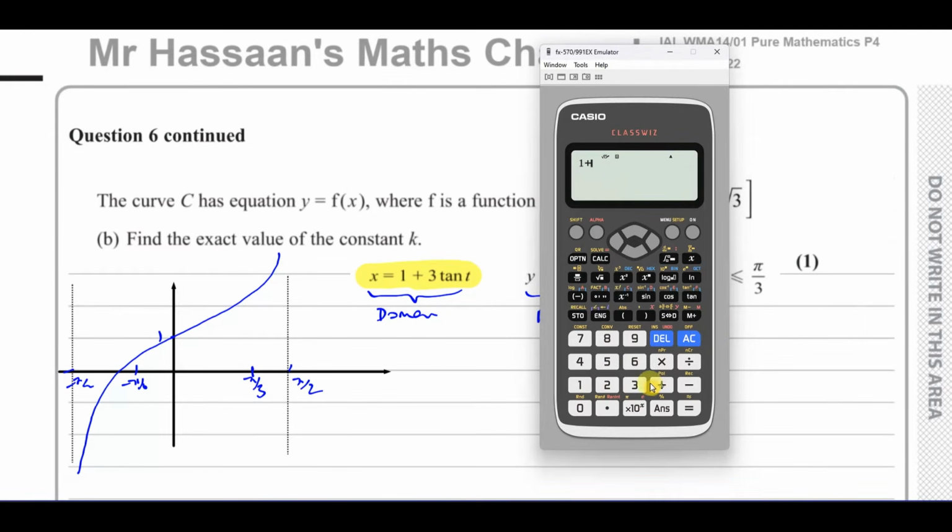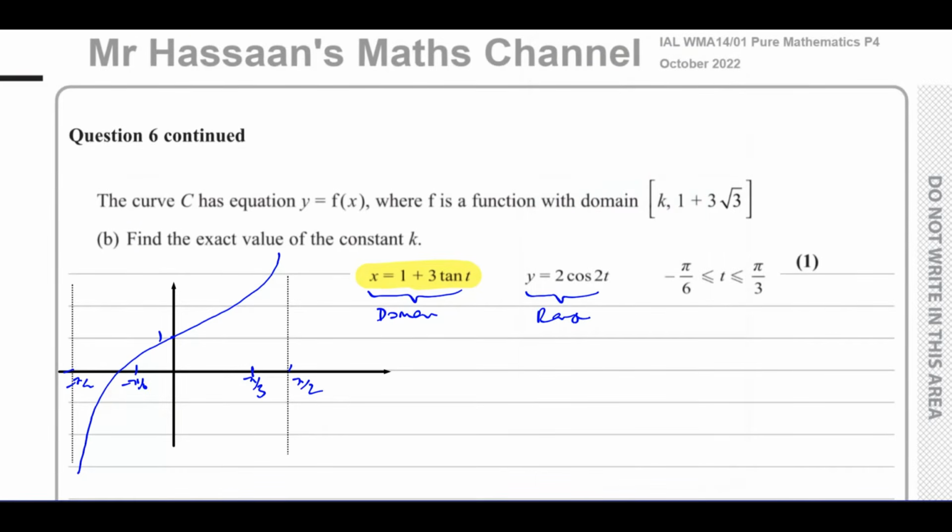So you have 1 plus 3 times tan of negative pi over 6. And that will give us 1 minus root 3, so it's going to be negative. So it's going to be down here. Negative pi over 6 is going to be over here somewhere. So I should have drawn this a bit differently.